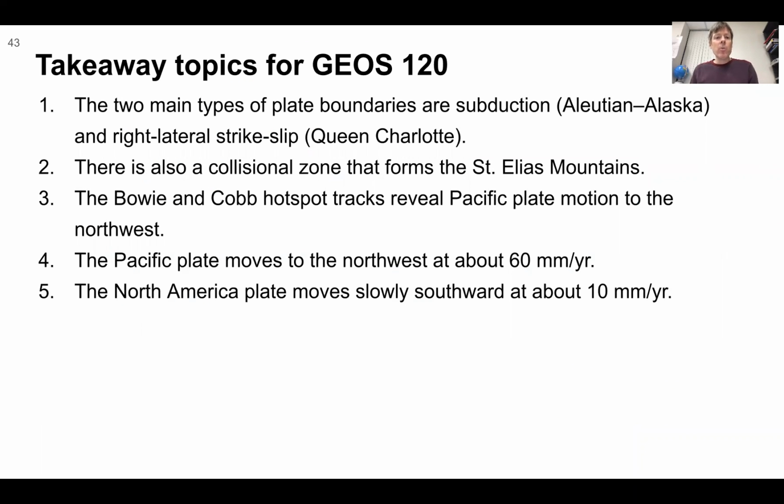Takeaway topics. The two main types of plate boundaries are subduction, Aleutian Alaska, and right lateral strike slip, Queen Charlotte or Fairweather. There's also a collisional zone that forms the St. Elias Mountains, the largest coastal mountains in the world. The Bowie and Cobb hotspot tracks reveal Pacific plate motion to the northwest. The Pacific plate moves to the northwest at about 60 millimeters per year, and the North America plate moves slowly southward at about 10 millimeters per year.